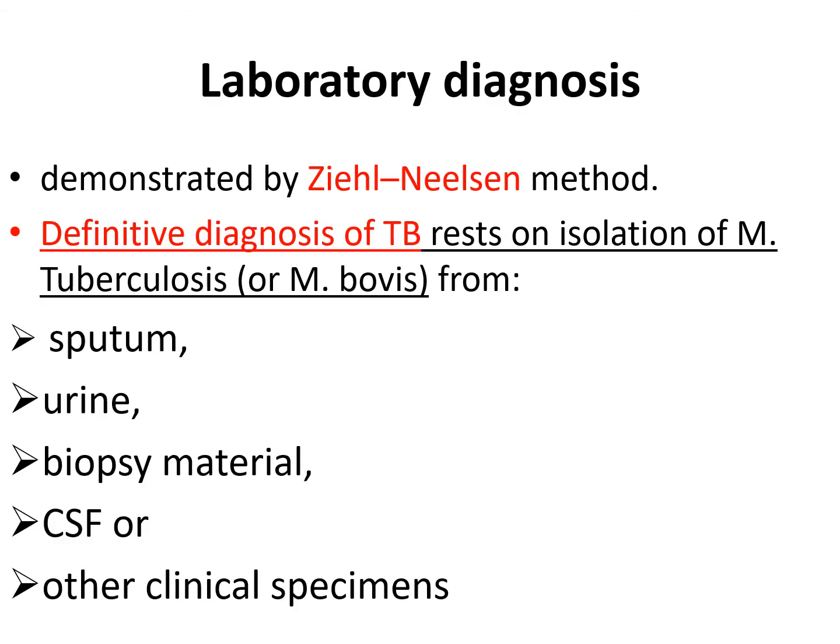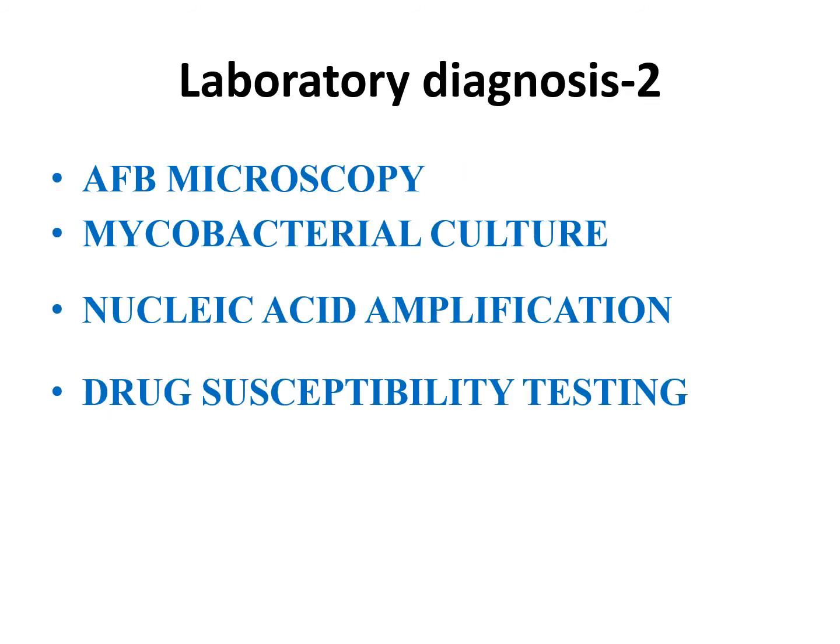Lab diagnosis: demonstrated by the Ziehl-Neelsen method. Definitive diagnosis of TB rests on isolation of MTB or M. bovis from sputum, urine, biopsy material, CSF, or other clinical specimen. Lab diagnosis includes acid-fast microscopy, mycobacterial culture, nucleic acid amplification, and drug susceptibility testing.